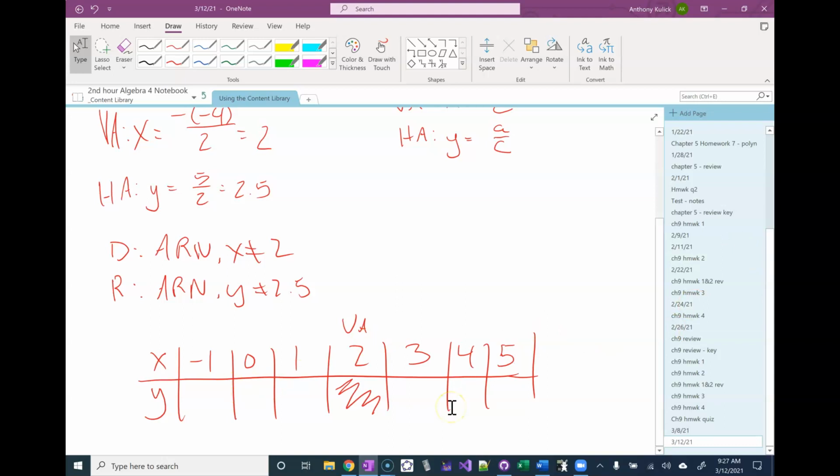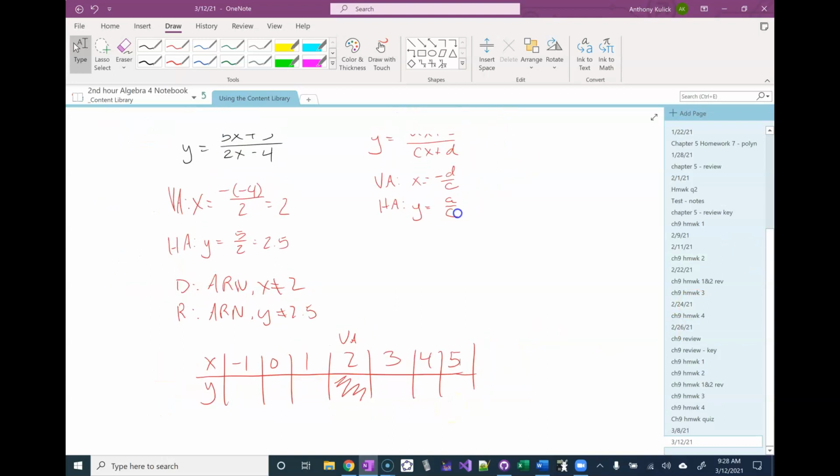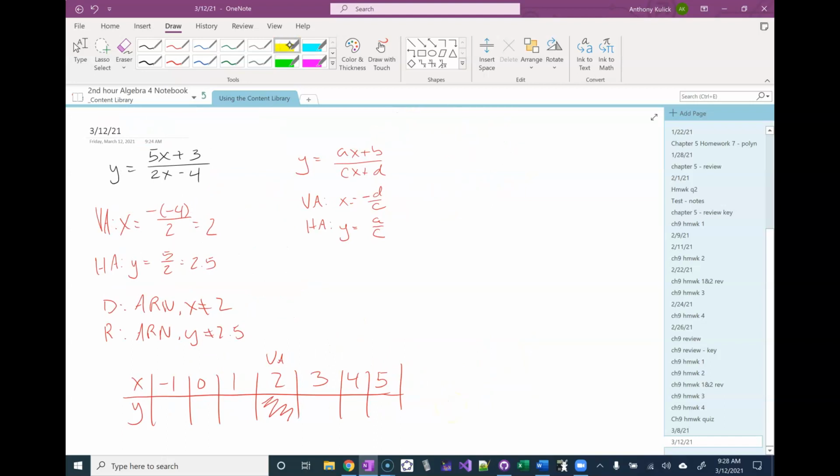And now to find these values for y, to find this value of y, I'm going to take this value of x and plug it into the x's in the problem and evaluate. Now, if you're doing this in your head, you'd have negative 5 plus 3, so negative 2, and then 2 times negative 1 minus 5, so negative 6. So you'd have negative 2 over negative 6, which is 1/3.